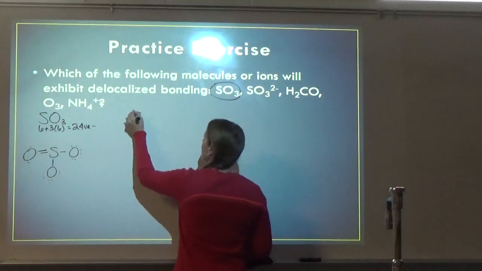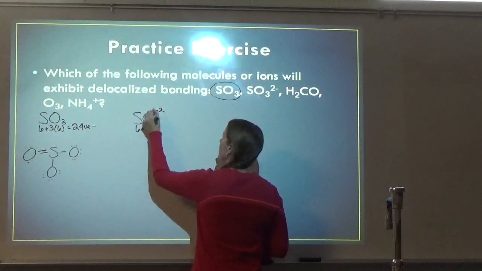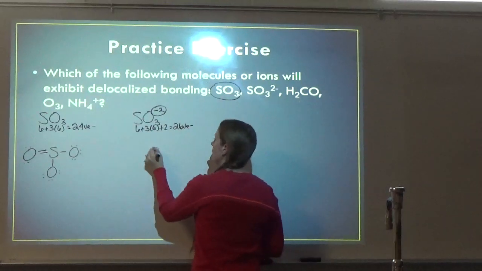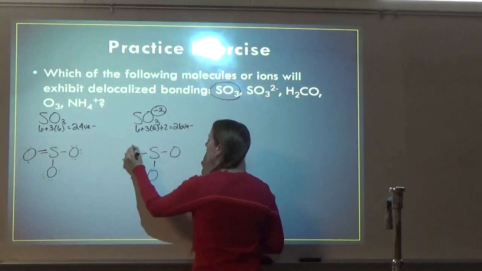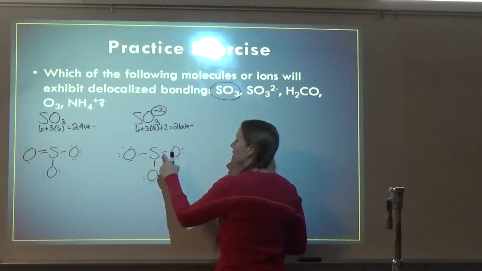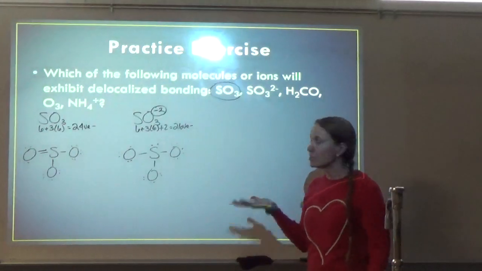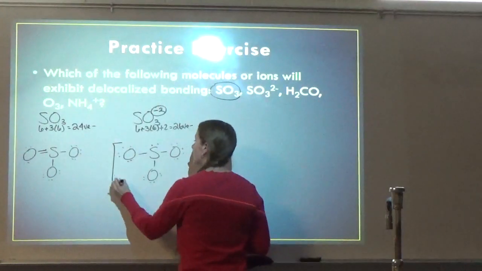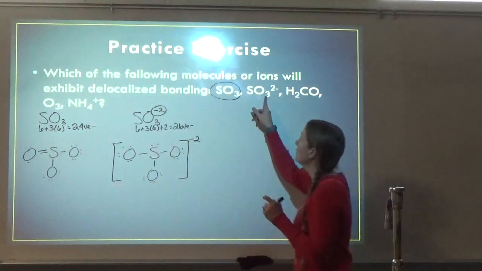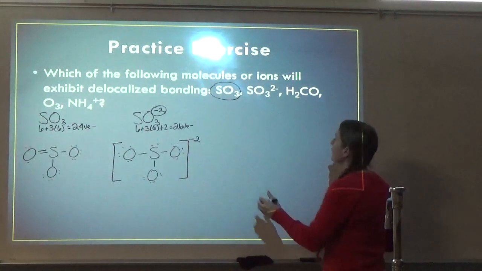All right, so let's move on to SO3 negative 2. So S has 6, O has 6 times 3, plus 2 more. That's going to give me 26 valence electrons. So once I put all my oxygens around it and give them all an octet, S has 2, 4, 6, so it needs 2 more. But this time I'm allowed to have 26. So I don't have to put a double bond anywhere, so I have no resonance, so this one would not have delocalized bonding.